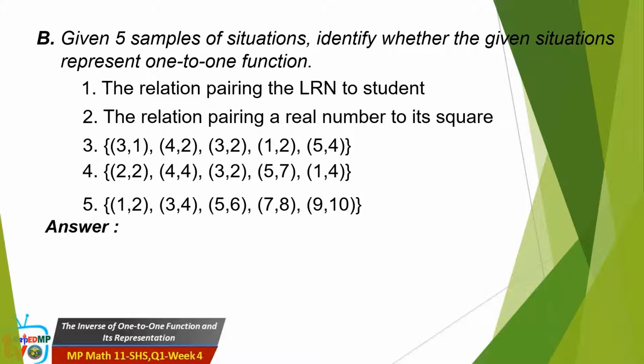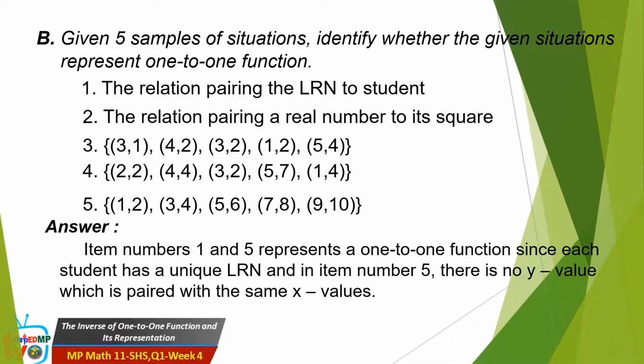The answer is, item numbers 1 and 5 represent a one-to-one function since each student has a unique LRN, and in item number 5, there is no y value which is paired with the same x values.